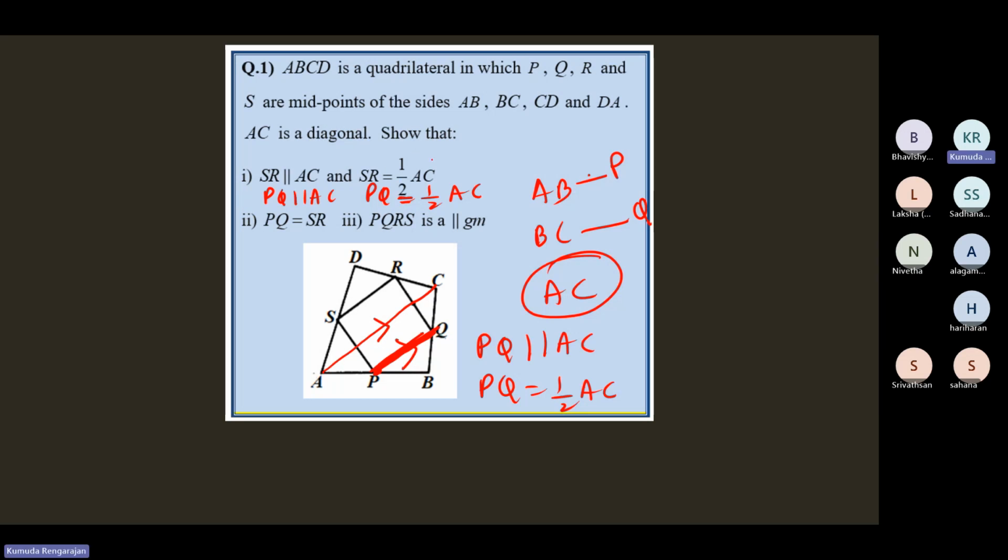So here you can see we've already proved that SR is equal to half of AC. Now we've proved that PQ is equal to half of AC. So both PQ and SR equal half of AC. That means PQ is equal to SR.